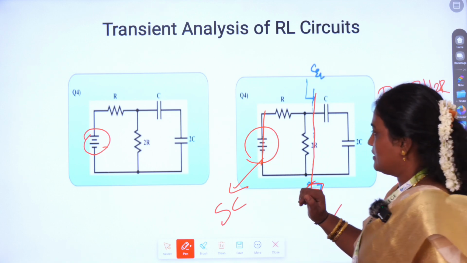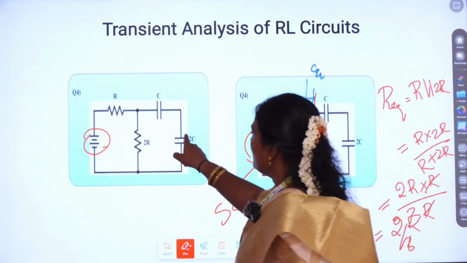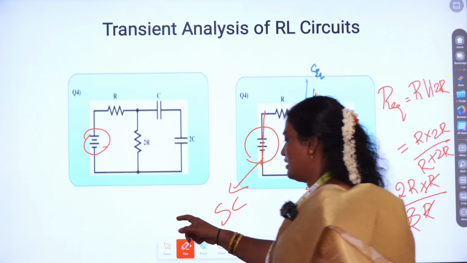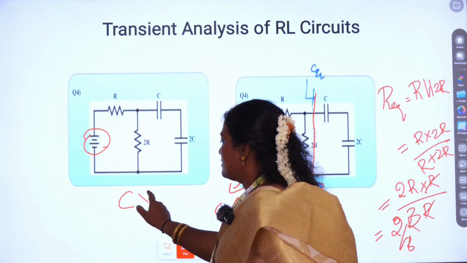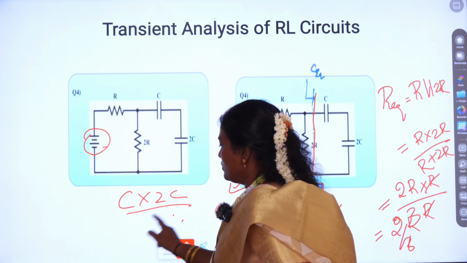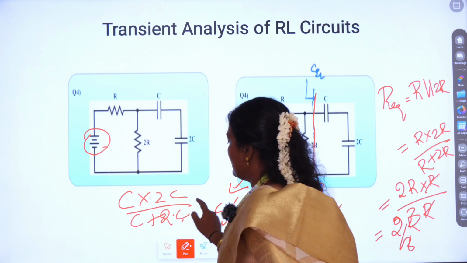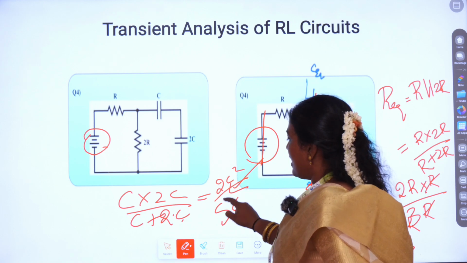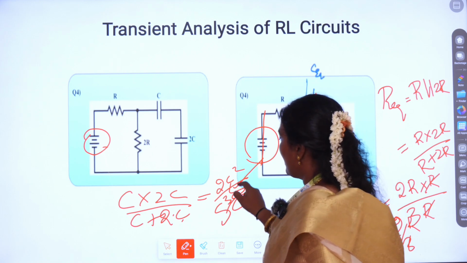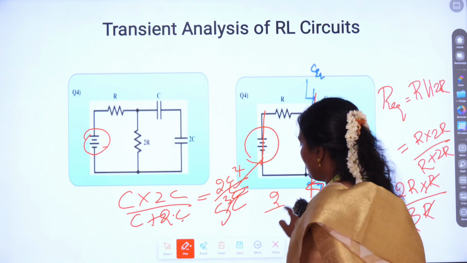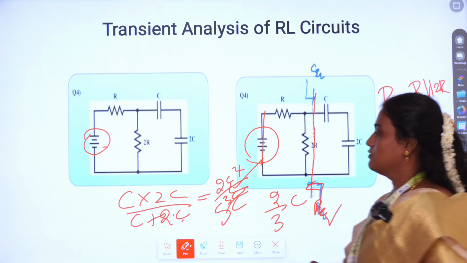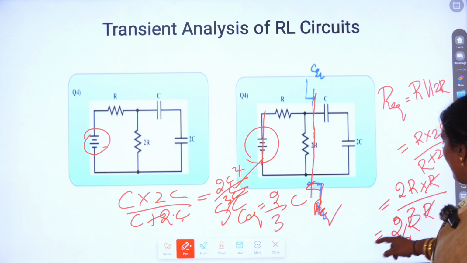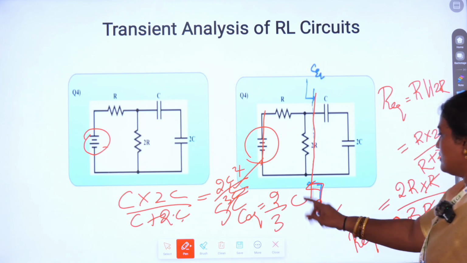Then I have the capacitors. One is C and the other is 2C. In a similar way, the capacitors are also in parallel connection. So I can write it as C into 2C divided by C plus 2C. So it is 2C squared divided by 3C. So one C gets cancelled. So it is 2 by 3 into C. So this is my C.